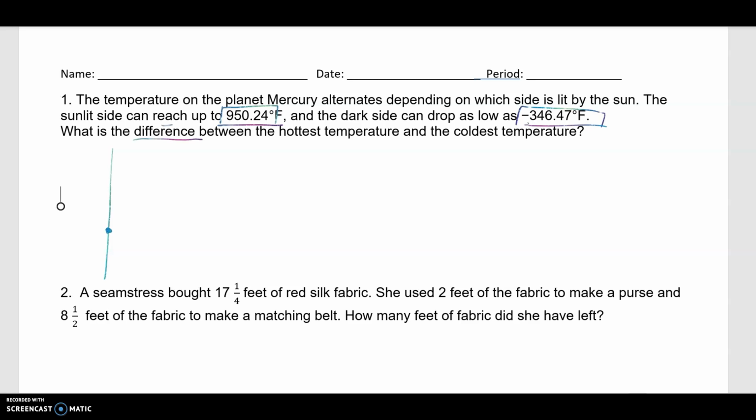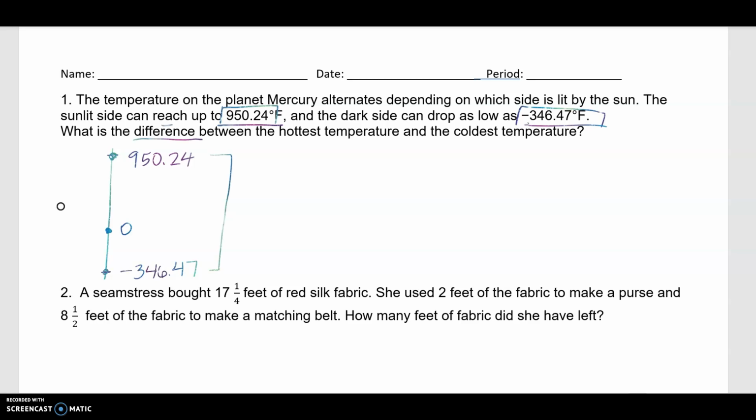So let's see, we have 0 here. We have 950.24 degrees. And way down here, we have negative 346.47 degrees. So we are finding this difference here. This is just a point. This is just a point.